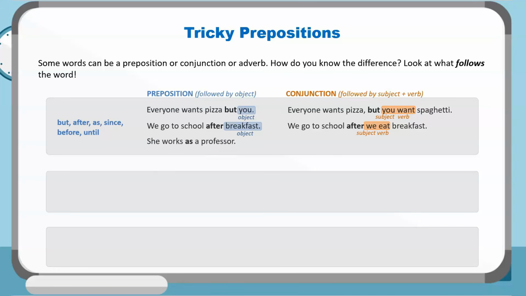She works as a professor. In this sentence, as is a preposition, and we know that. Why? Because it's followed by a noun, professor. Professor is the object of that preposition.